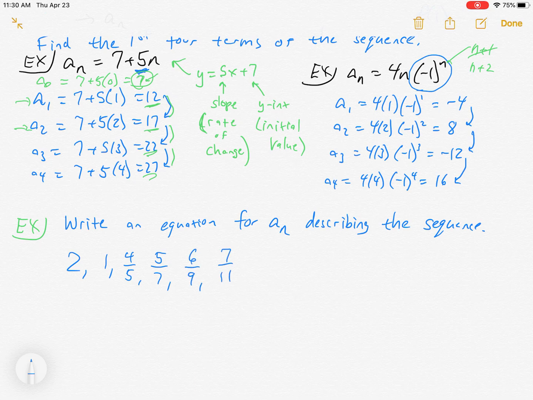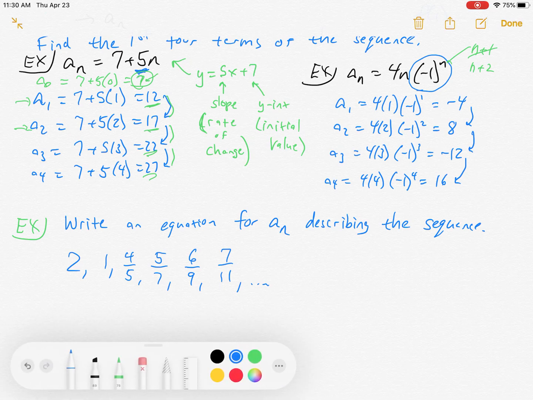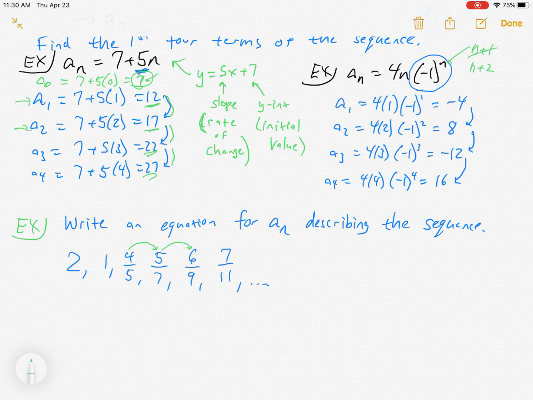Okay, so 2, 1, 4/5, ooh, 5/7, ooh, 6/9, 7/11. Now, odd thing about 6/9 is, why would you write 6/9? Who writes 6/9? It's 2/3, right? Who doesn't reduce that? Well, there was maybe a purpose for that. Let's see. Do you see a pattern?